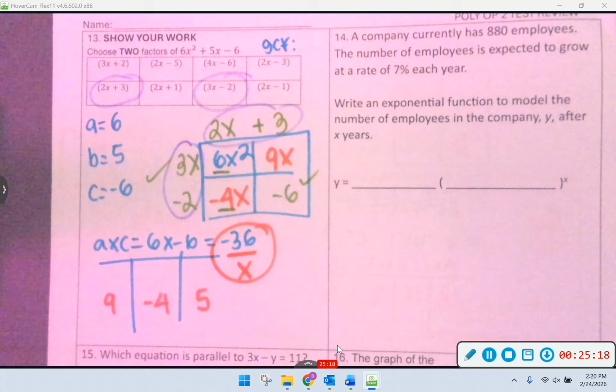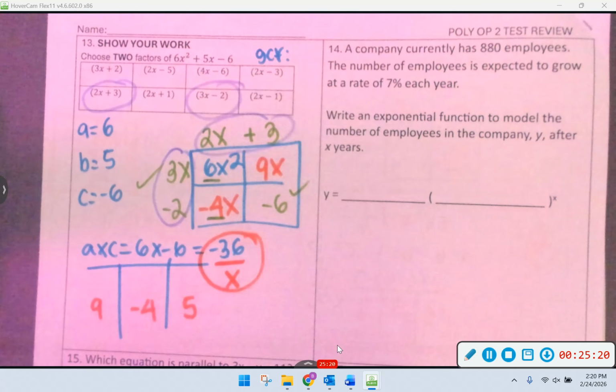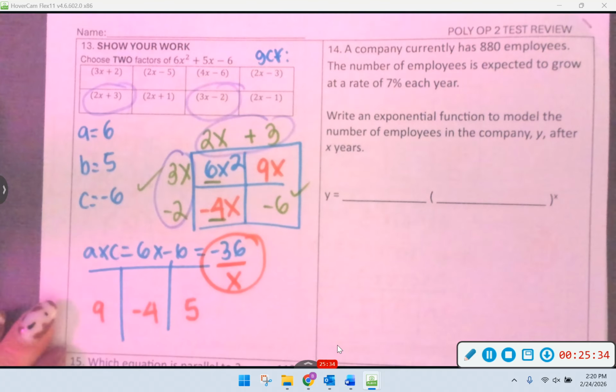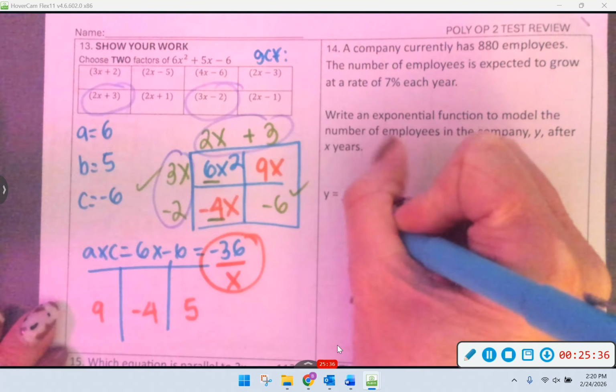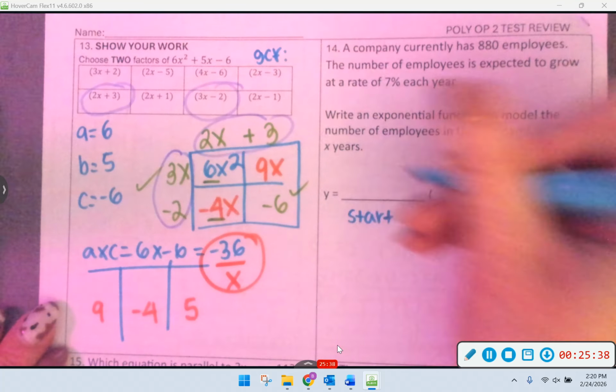Okay, so the rest of these are going to be review questions. A company currently has 880 employees. The number of employees is expected to grow at a rate of 7% each year. Write an exponential function to model the number of employees in the company Y after X years. So this is always your starting amount. So we're starting with 880.